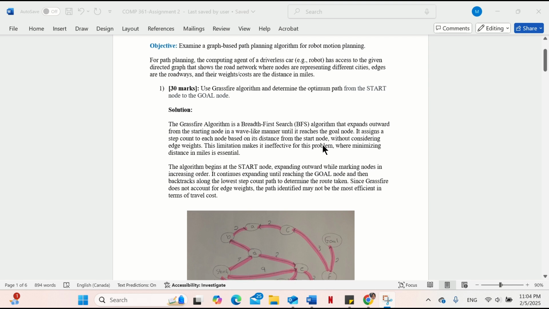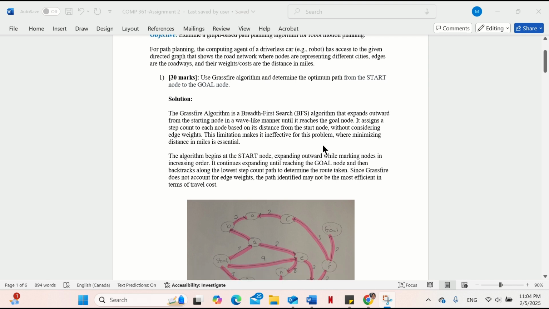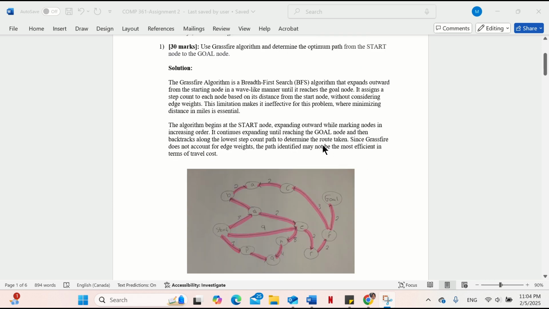First, let's talk about the Grassfire algorithm. This algorithm is a type of breadth first search that expands outward from the starting point in a wave-like pattern until it reaches the goal. It assigns a step count to each node based on how many moves it takes to reach them, but it doesn't take edge weights into account. This means it assumes all paths have equal costs, which is not the case in real-world navigation.